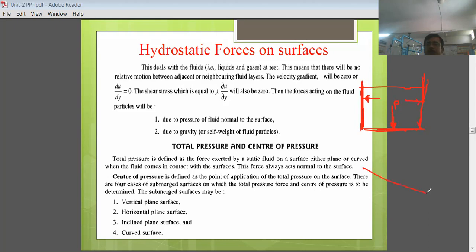Now, if the plane surface is inclined like this, then the total pressure force acting on that inclined plane surface will be like this. The total pressure force always acts in the normal or perpendicular direction to the surface, making an angle of 90° with the surface on which it is acting. So we should keep this in mind. I think this is over.